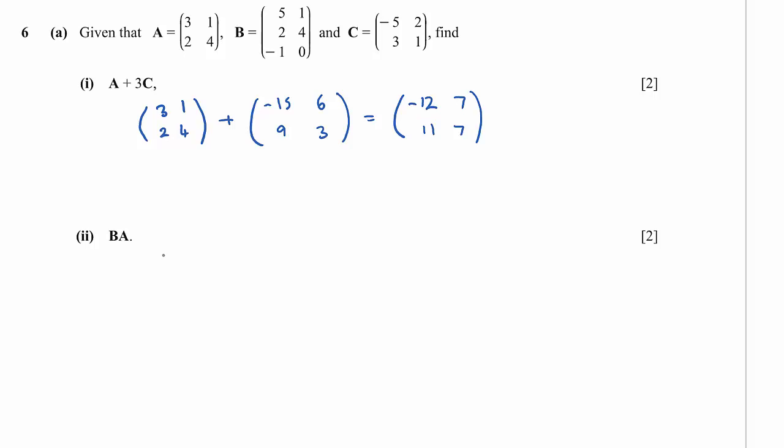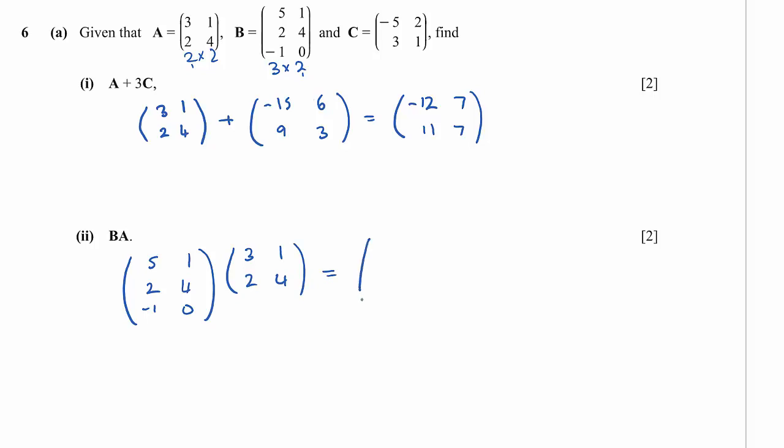And now we want BA. Let's just think about this. This is a 3 by 2 and this is a 2 by 2. So the middle numbers are the same. They're both 2, so we can do this. So we have 5, 1, 2, 4, negative 1, 0, multiplying by 3, 1, 2, 4. Now the product matrix will be 3 by 2.